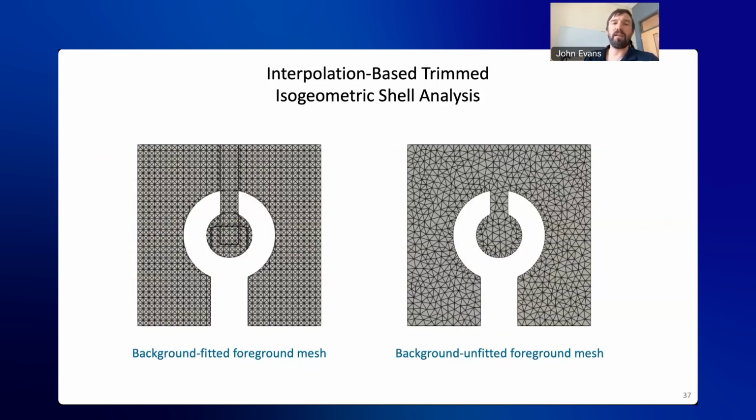What we're going to do is analyze a Kirchhoff-Love example problem. We're actually going to pull on this tab of this shape here. But the shape here is actually going to be first unwrapped into a cylindrical shell. And we're going to tackle this problem using both a background fitted and a background unfitted foreground mesh, as seen on the left and right here.